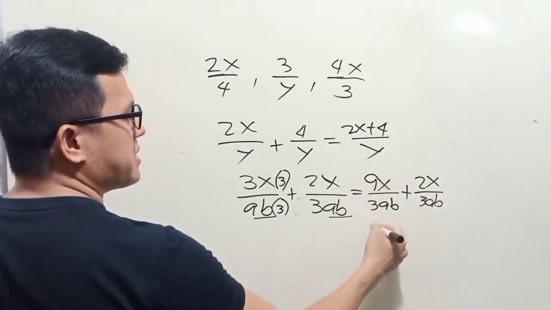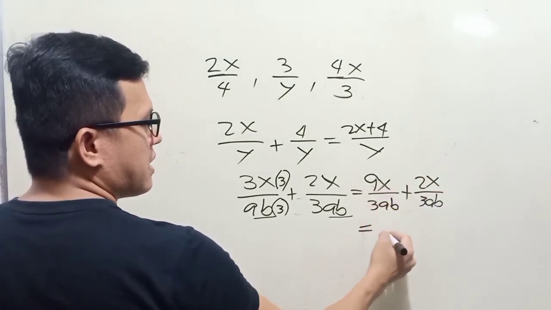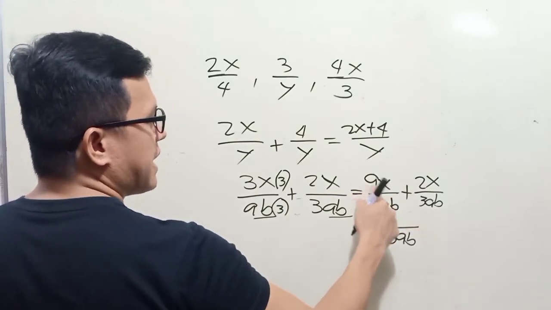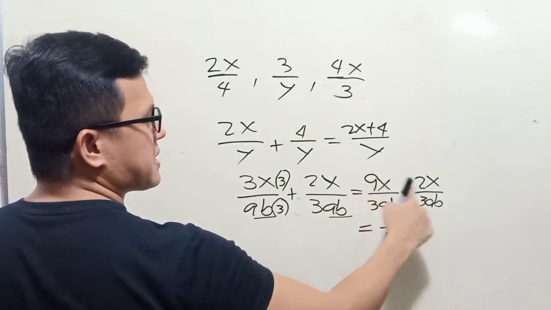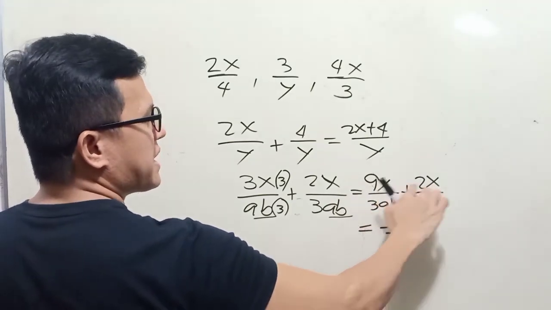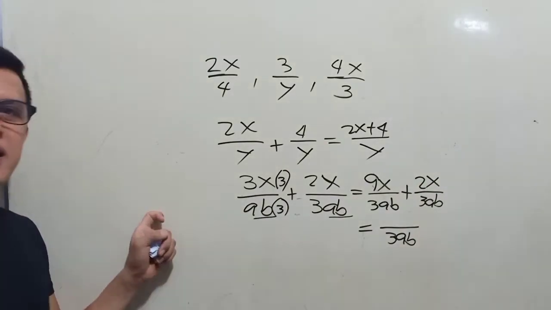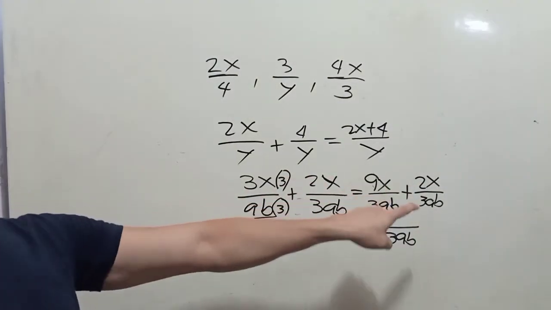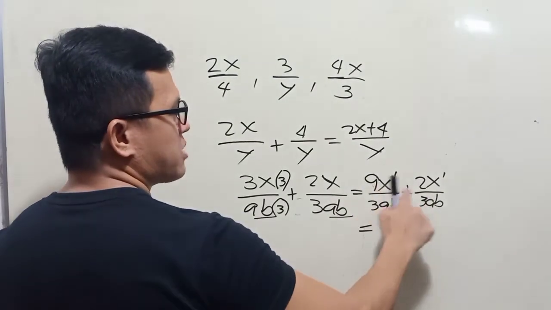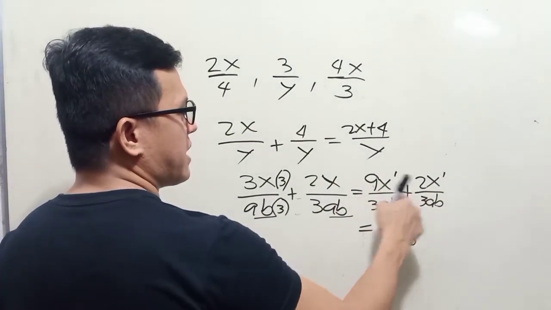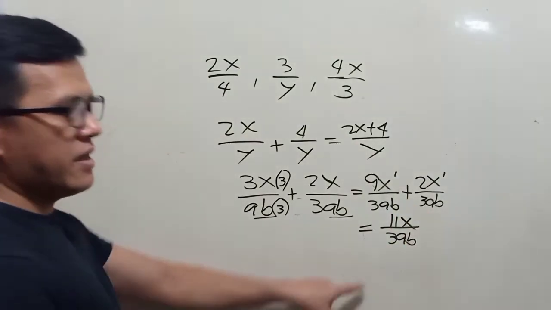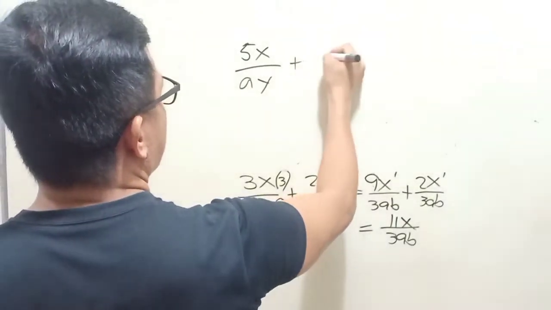Now, same denominators. We can say 9x, copy 3ab. Same denominators, and then add the numerators. Since 9x and 2x are similar expressions, because they have the same variables with the same exponent of 1, right? So we say 9x plus 2x, we just add the numerical coefficients, 9 and 2, we have 11x over 3ab. Okay, so this is the final answer.